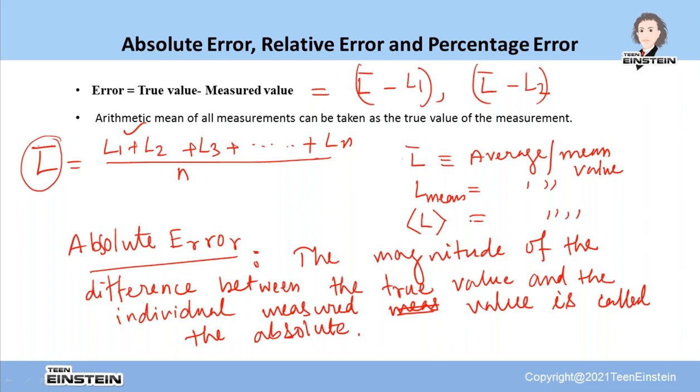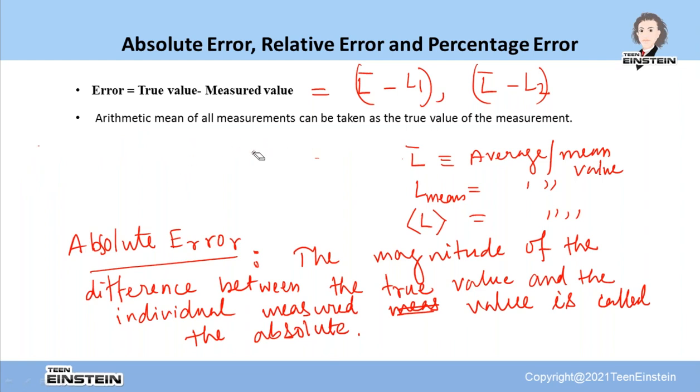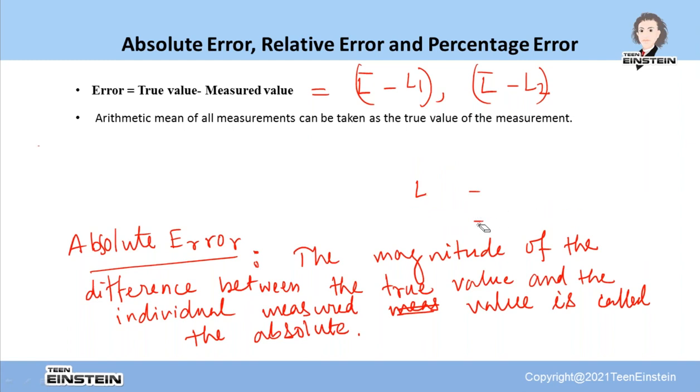The magnitude. So I get this one. I'll just clean this portion. So I have got the true value and I have got the individual measurements. Okay, I have got those things. So if I take the magnitude of the difference between the true value and this one, this is called absolute error.